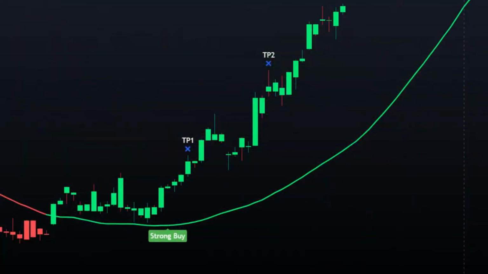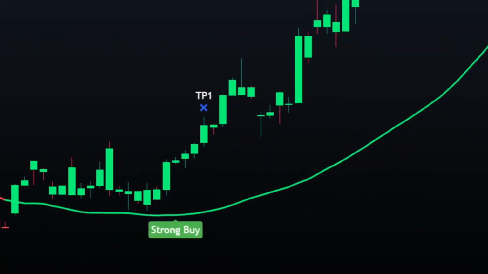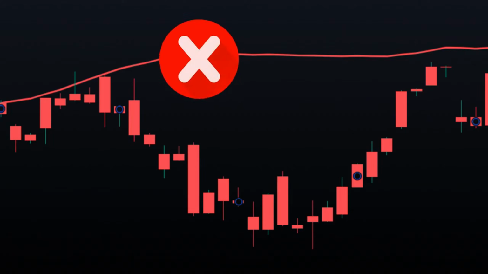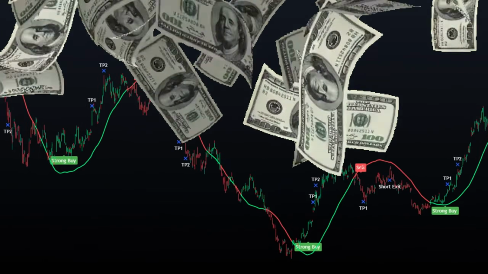Sounds great. I'm going to show you how to use this indicator correctly, the best optimal settings for it, how to avoid false signals, and how to use it to the best of its ability.